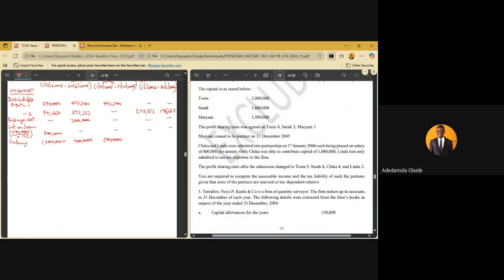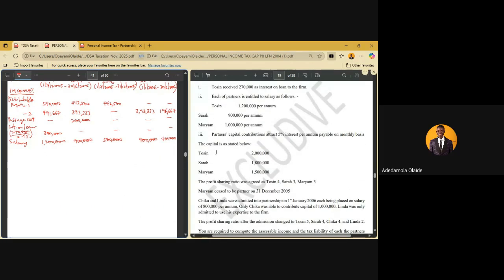They said something about salary for the new people. They were placed on salary of 800,000 per annum. So that means since they only did half, they will get 400,000. Then we move to the next thing. What else do we have after interest on capital? Interest on capital. Yes.